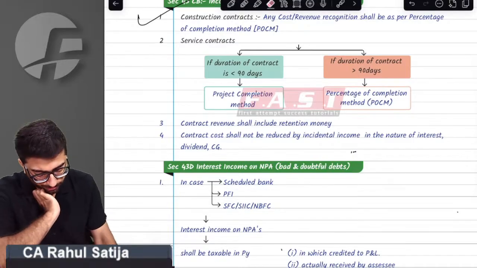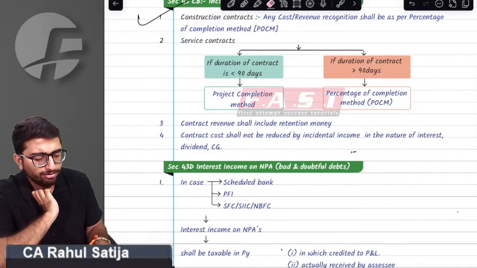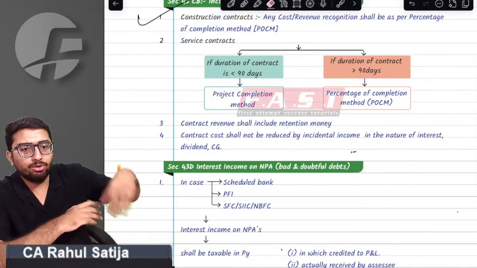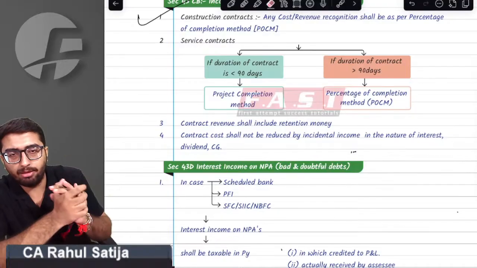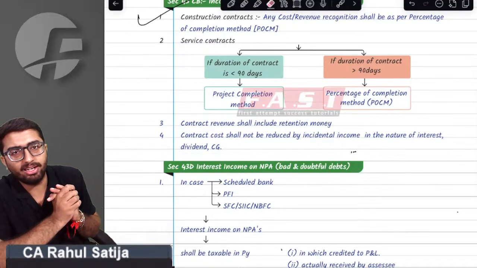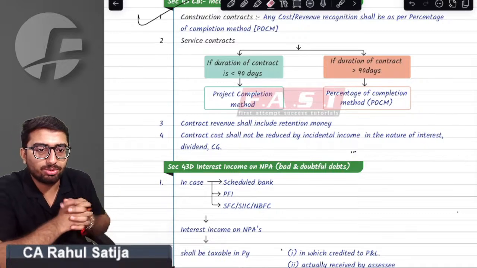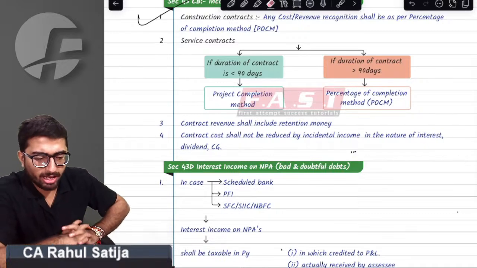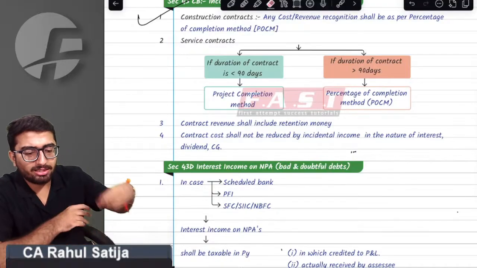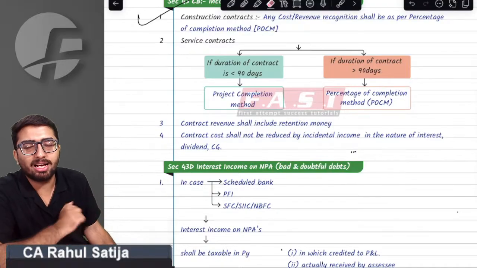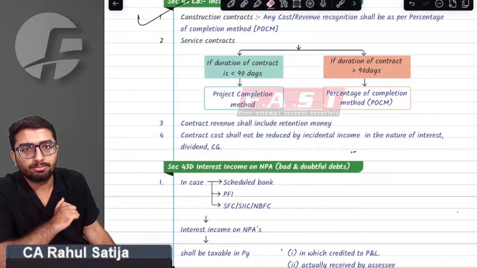Sir, we got this one. Sir, for example, Chandu is a real estate developer. I asked Chandu to construct my house. In return, he asked for 50 lakh rupees.